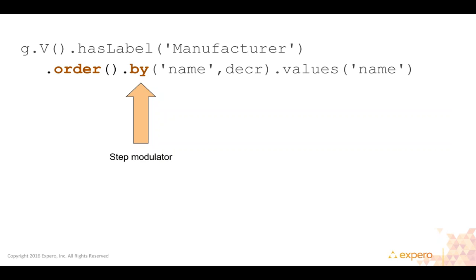So you say order by, and then the property, and then you can choose whether or not you want to order them in ascending or descending order. And there's a default too. If you just want to go ascending, you can just do by name and leave off that second argument. So there's various steps you'll see going forward where we're just going to string together a number of these step modulators, and that'll modulate how that parent step is actually processed.